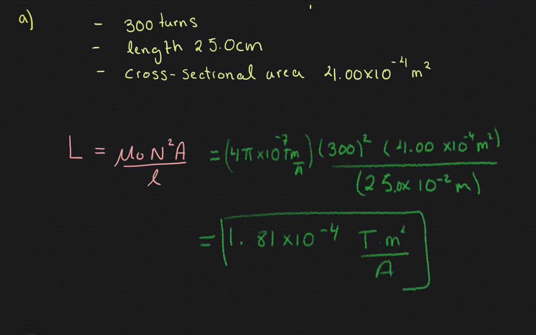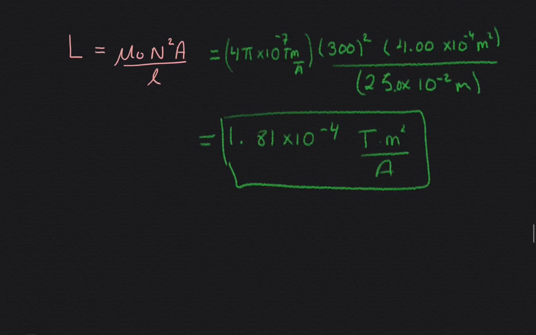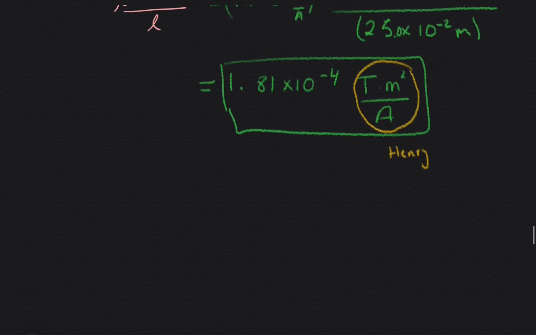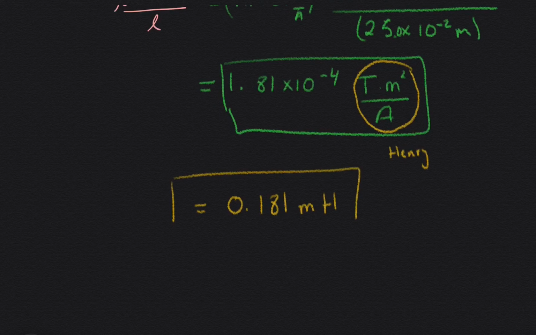And I want to make just a point here that Tesla times meter squared over ampere, this is the unit of Henry. That's an R. So this solution can be written as 0.181 millihenry. Okay, so part A is calculated successfully.